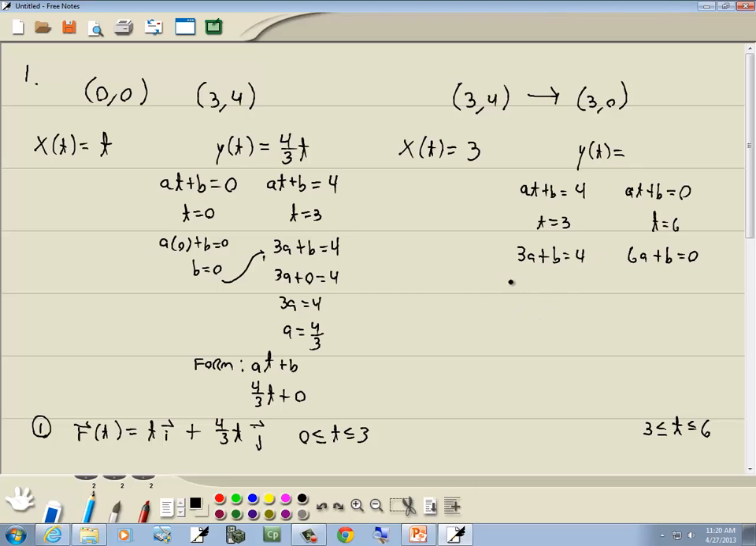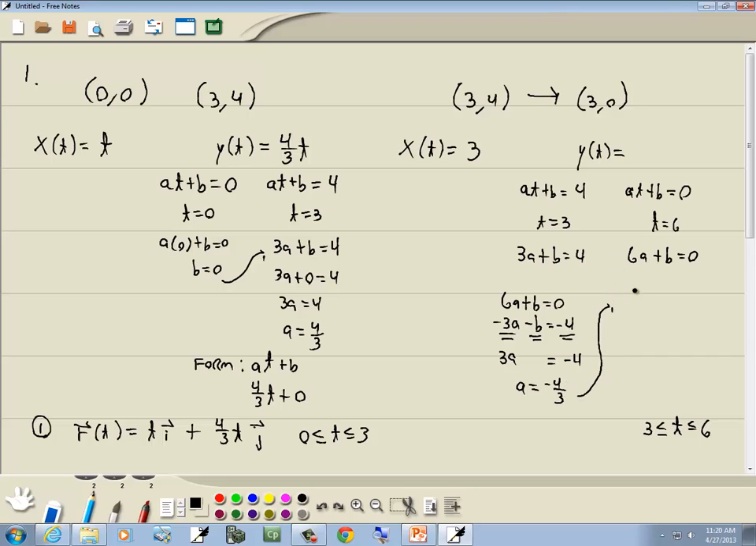Now we want to solve this system of equations. I've got 6a + b is equal to 0. This one, I'll multiply everything by -1. So that gives us -3a - b is equal to -4. Then we want to use the addition method, the elimination method. 6a - 3a is 3a. b - b drops away. 0 - 4 is -4. So we get a is equal to -4/3.